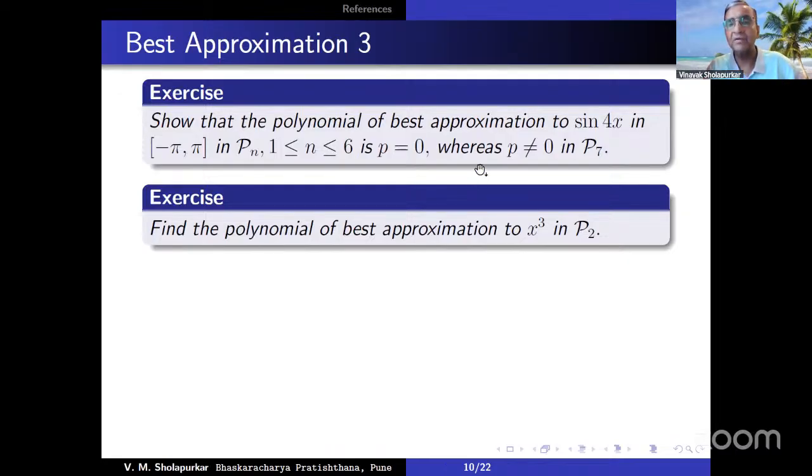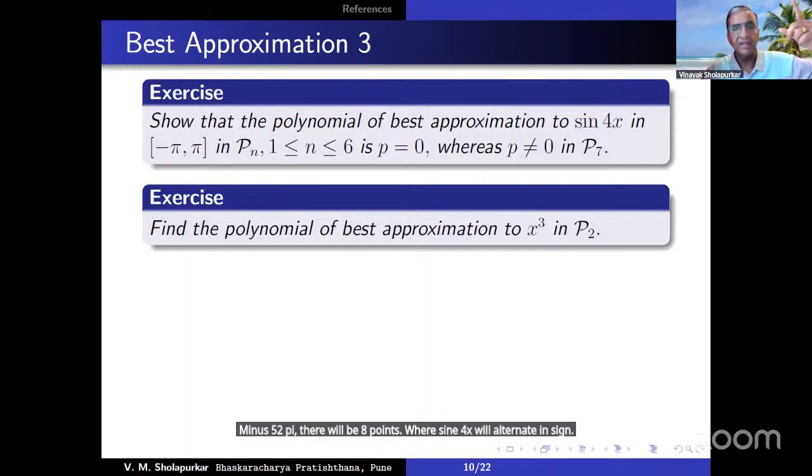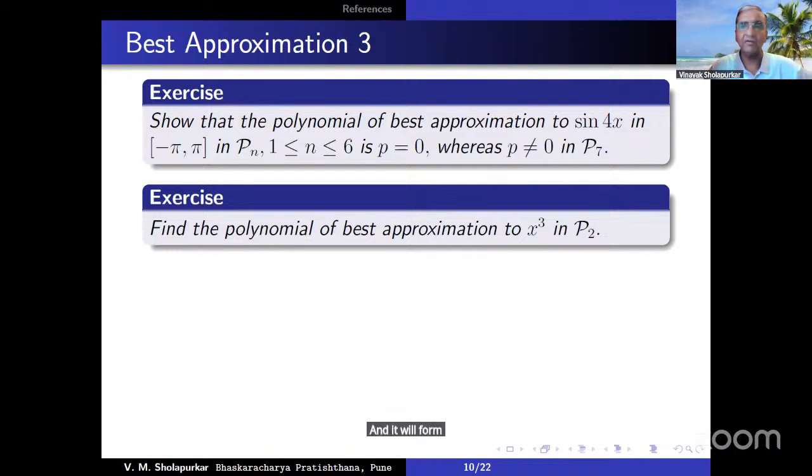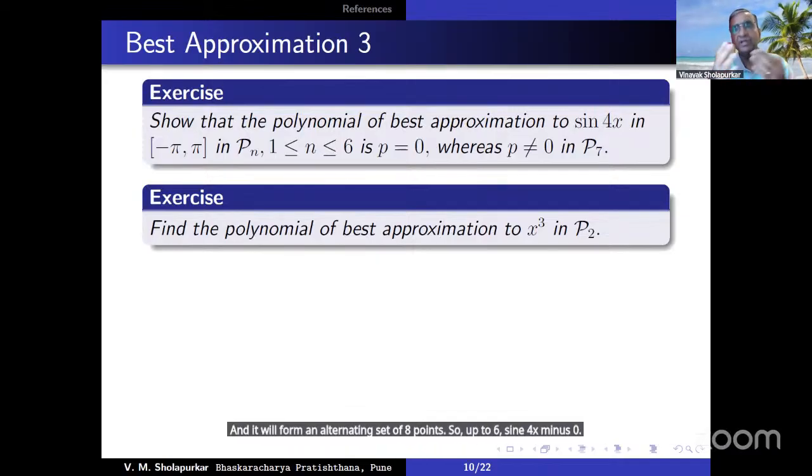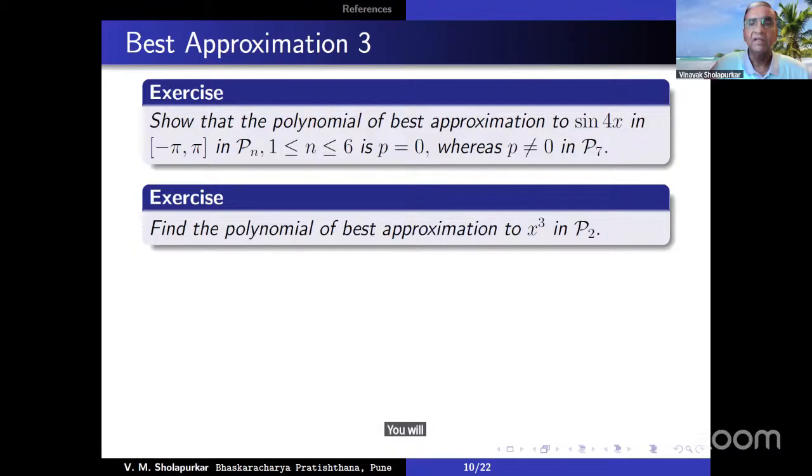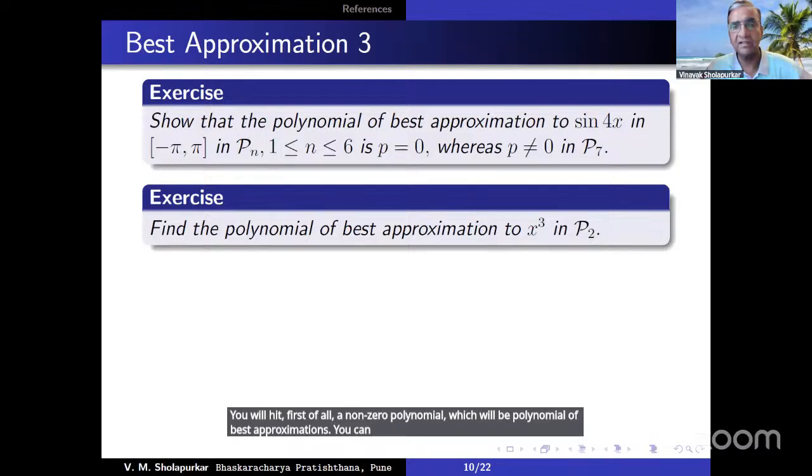As some of you must have already noted, sine 4x has a set of 8 points where sine 4x alternates in sign. From minus pi to pi, there will be 8 points where sine 4x will alternate in sign. And it will form an alternating set of 8 points. So up to 6, sine 4x minus 0, so 0 itself will be the polynomial of best approximation. When you go to polynomials of degree less than or equal to 7, you will hit first of all a non-zero polynomial, which will be the polynomial of best approximation. You can go through the exercise later.